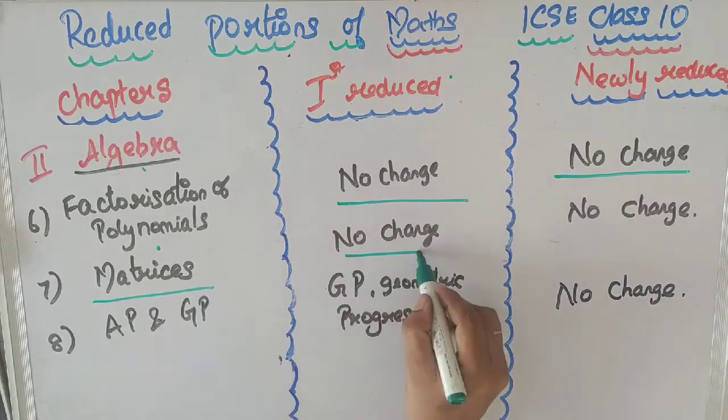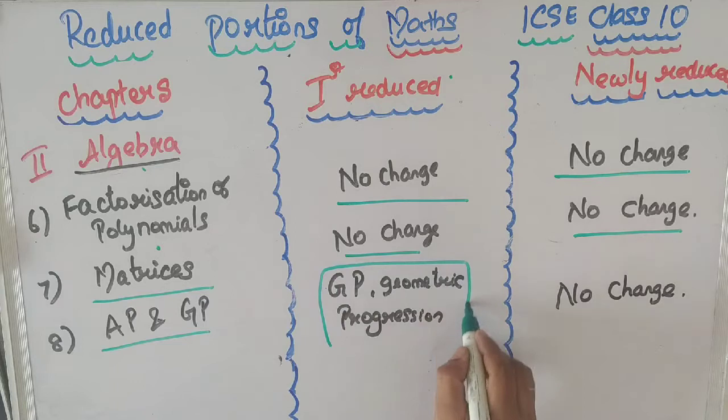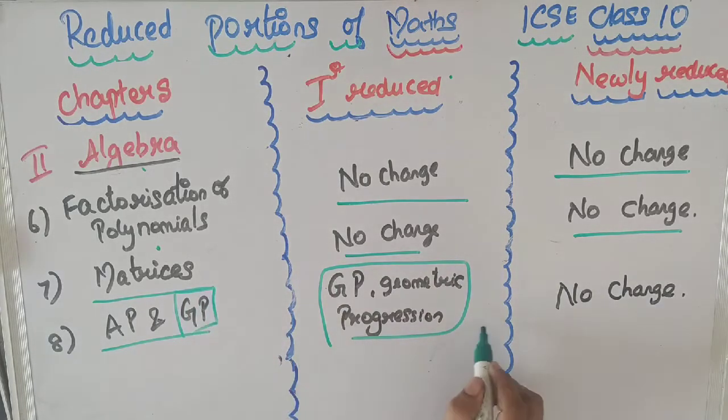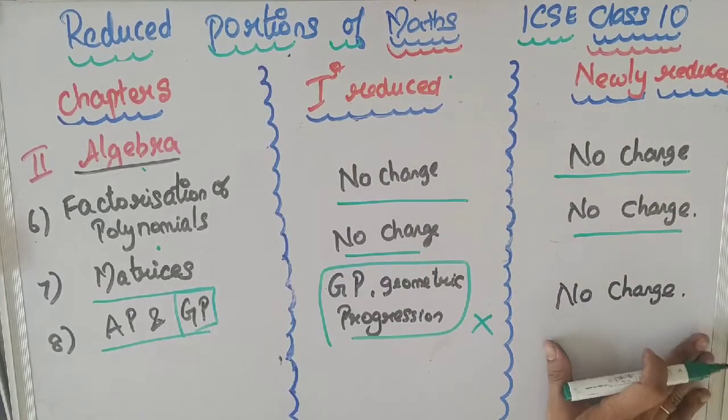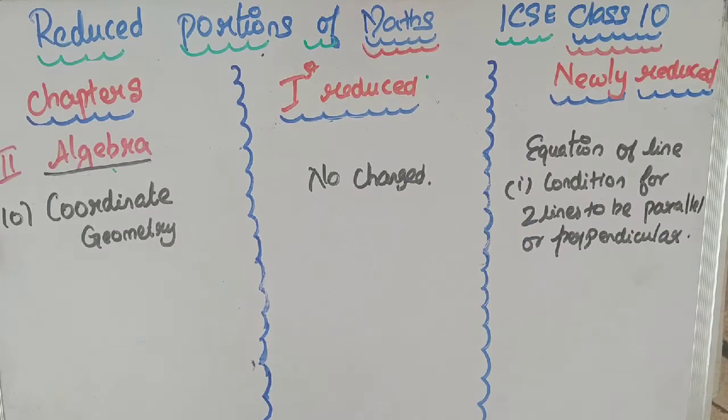The seventh chapter is matrices. These two have no change at all. The eighth chapter, arithmetic progression and geometric progression. The whole topic geometric progression, GP, is removed during the first reduction, and during the second reduction they didn't reduce any further. Okay, so only AP is there for the exam.